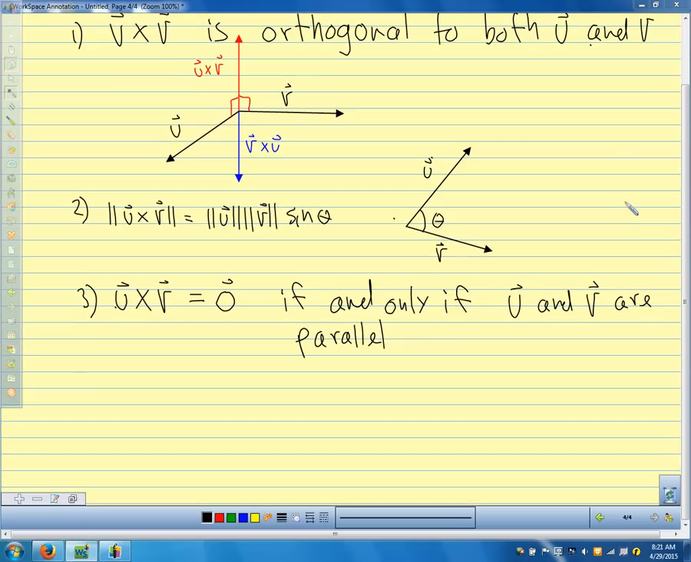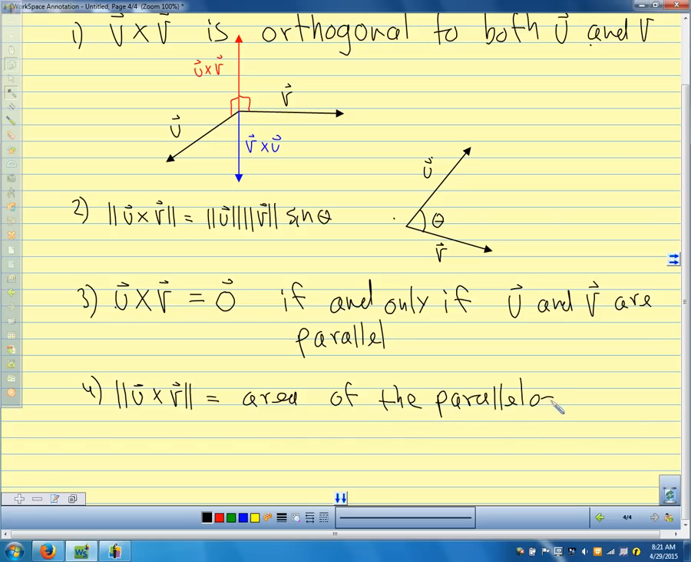And the last one, another very, very important property of the cross product. The magnitude of U cross V equals the area of the parallelogram with U and V as adjacent sides.